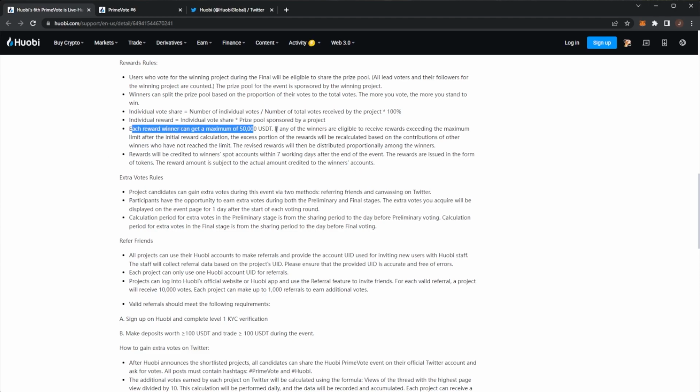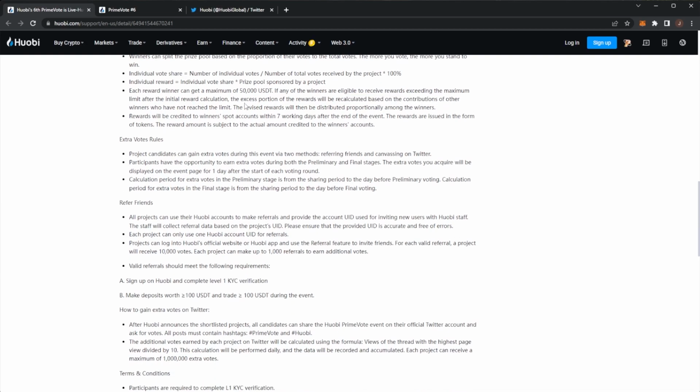Each reward winner can get a maximum of 50,000 USDT. If any winners are eligible to get more than that, the excess will be recalculated based on contributions. So you can win up to $50,000 from the share of that $300,000 prize pool.